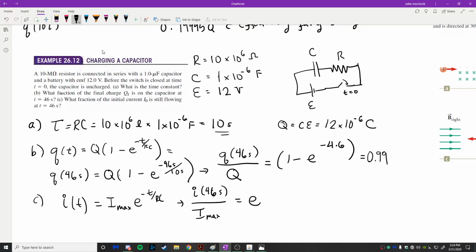should be equal to e to the negative, and again, it's going to be t, which is 46 over RC, so it's going to be just 4.6, right? I mean, what do you think it's going to be? If 1 minus e to the negative 4.6 is 0.99, then this should be something like 0.01, right? 1%, right? So this would be 99%, and this would be 1%. I think that's what you're going to get, right?